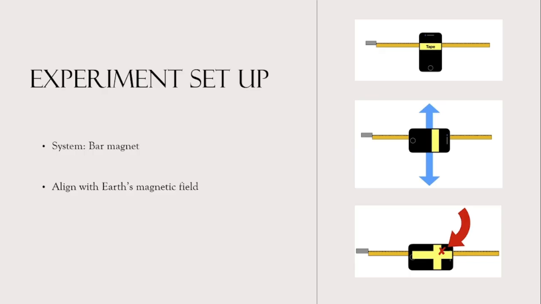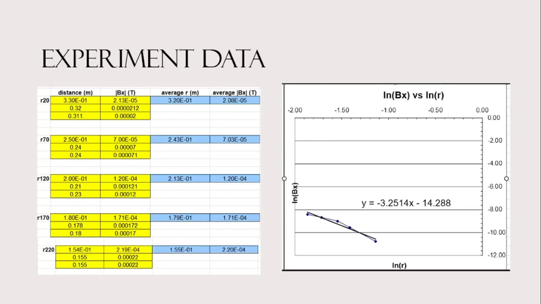So for our experimental setup, we first had to align our phone's magnetometer with the Earth's magnetic field, and then we had to find a certain distance from the magnet, both on the x and y coordinates, to find the position of the magnetometer within the phone. Then for the experiment, we define the system as the bar magnet, and everything else is external. We then measured how far the distance in meters the magnetometer was to give certain readings in microteslas.